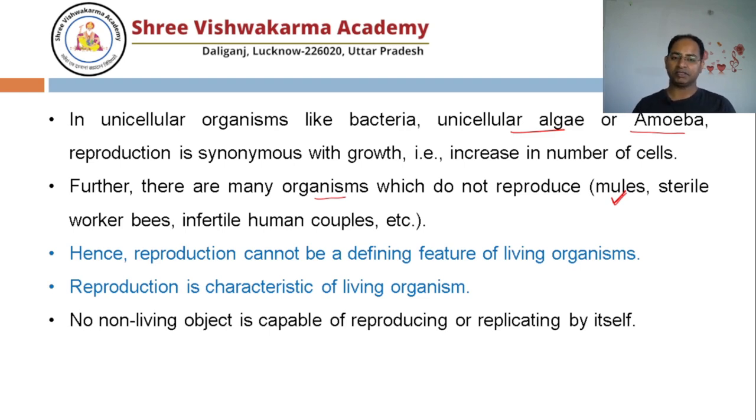Sterile worker bees, the worker bees who collect the nectar from the flower and make the honey that we consume, are also sterile. The couple who don't have a baby cannot reproduce. They don't have a baby. Can you say they are non-living? No. If someone is not married, he or she cannot give birth to a baby. So you cannot say, on the basis of just reproduction, that the person doesn't have a kid, so they are not living.